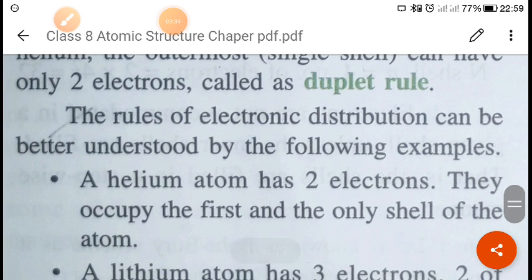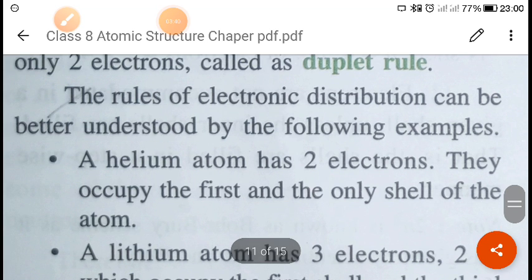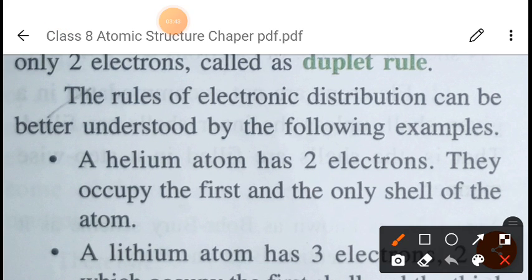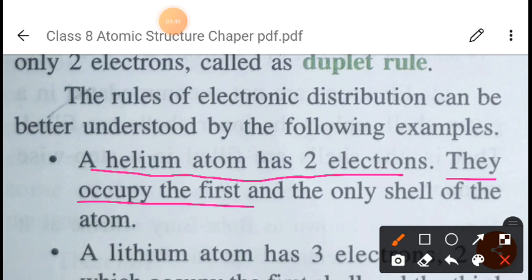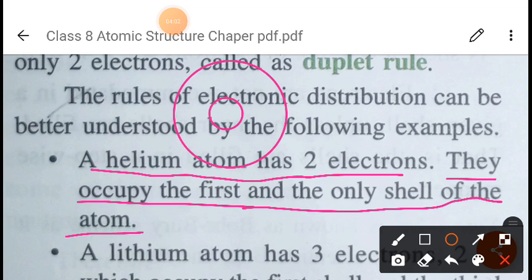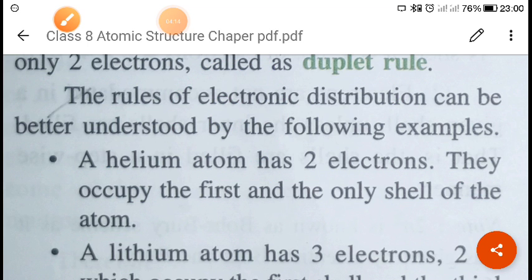Now, when we talk about the electronic configuration or electronic distribution, we can understand it with a better example, as it is given in your book. I will use this one only. As you have seen, helium has only 2 electrons, so they can occupy the first and only shell of the atom, because it has only 2 electrons. Let me draw the structure here like this. These 2 electrons can be filled either here or here, only in the first shell.